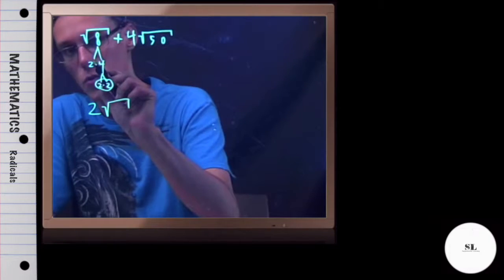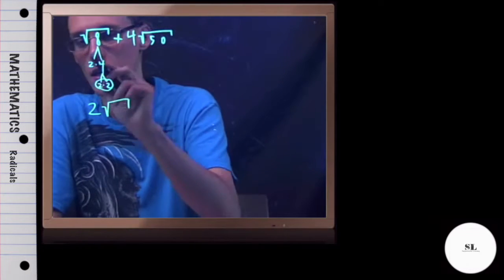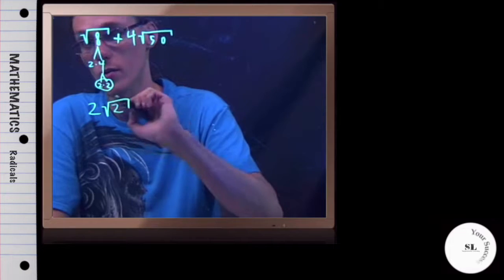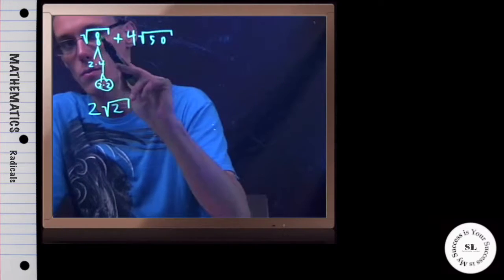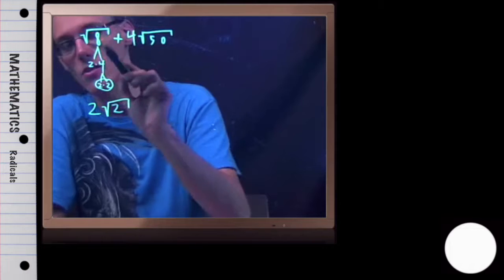Now this 2, there's no pair. I can't pair it off with anything, and so it's stuck in here inside the square root. And so this is the simplified form of this first number right here. The square root of 8 is the same thing as 2 times the square root of 2.